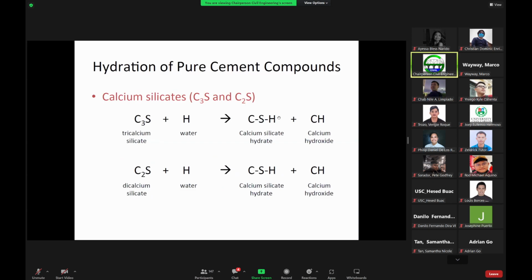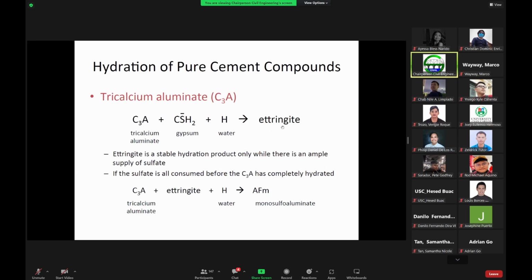Again, going back to the last slide, CSH and CH are hydration products. Ettringite is also a hydration product. So this ettringite is a stable hydration product only when there is an ample supply of your sulfate. So that's why we add this gypsum. So if your gypsum content is too high, we have problems. If the gypsum content is too low, then we'll have problems also. So we need it to be just enough so that we can form a stable hydration product, which is this ettringite from your C3A.